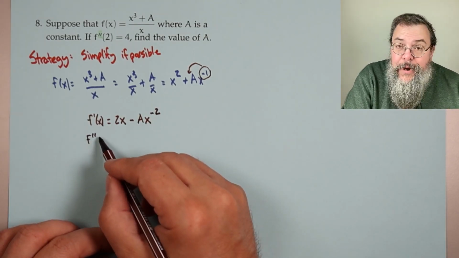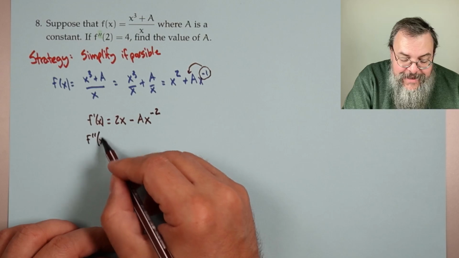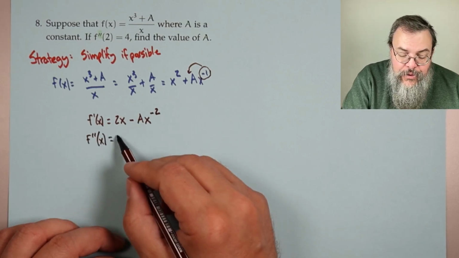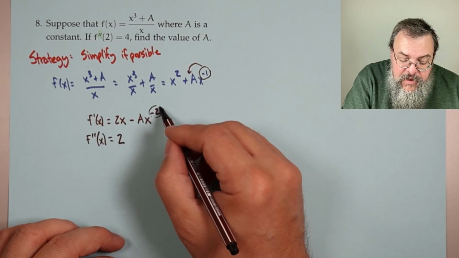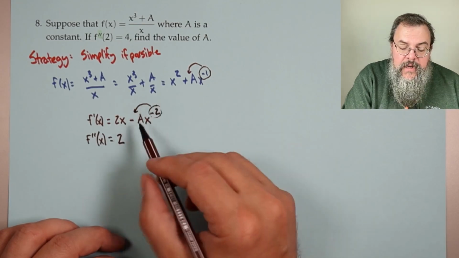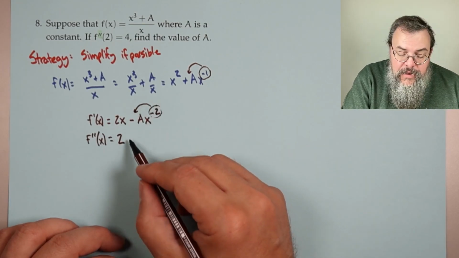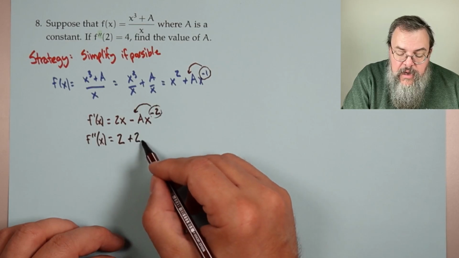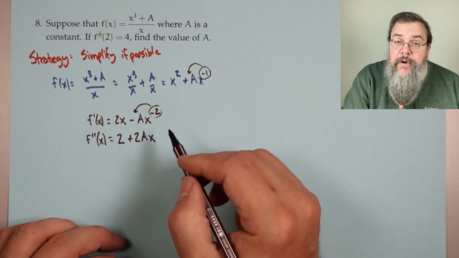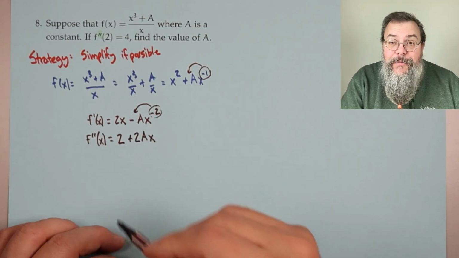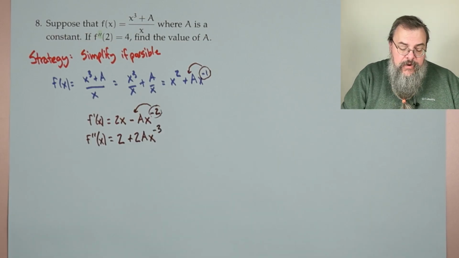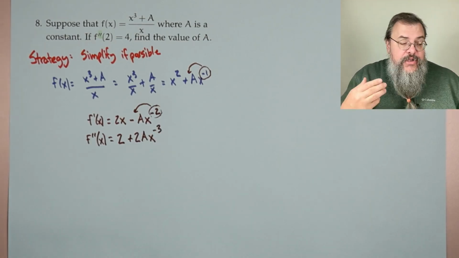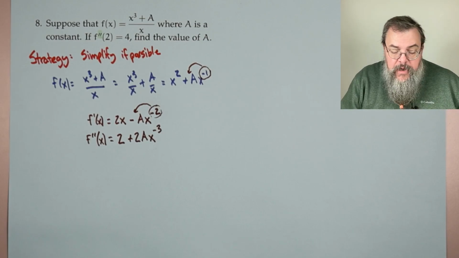F double prime. Okay, derivative of 2x, 2. And again, we have this negative 2 upstairs. It's going to come down. Negative times negative 2 plus 2a. X to what power? Minus 2, subtract 1. Negative 3. Okay, so we've now found the generic form for f double prime.